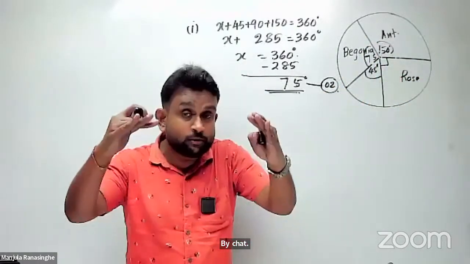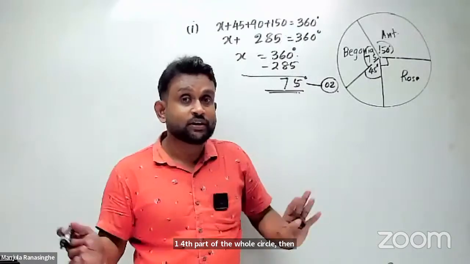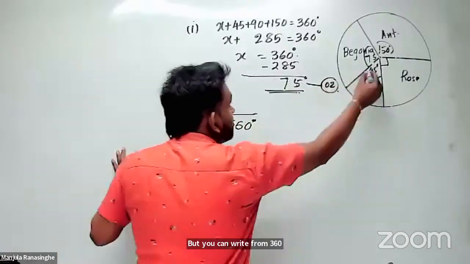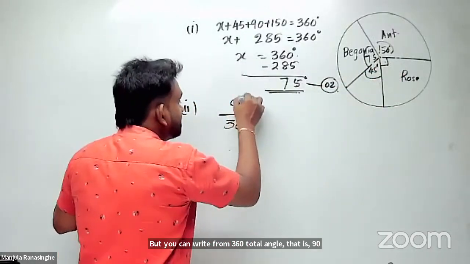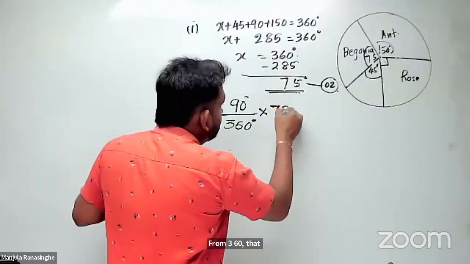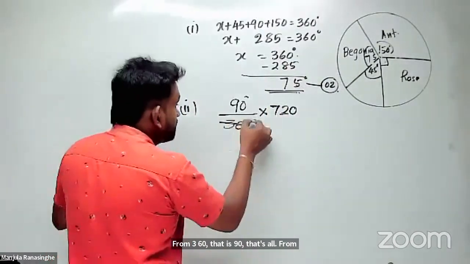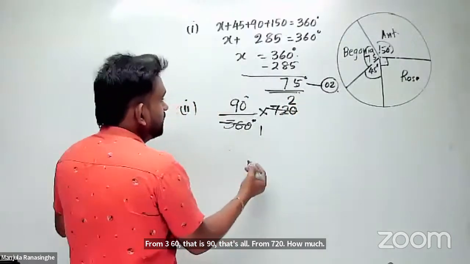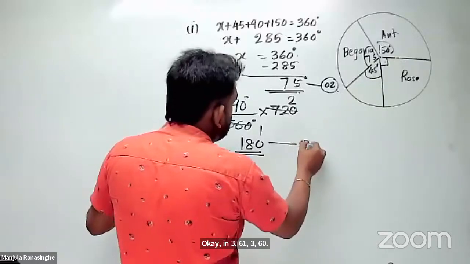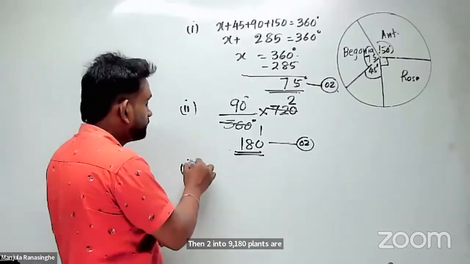That means from the total plants that is 1/4 as well. But you can write from 360 total angle that is 90 degree, from 360 that is 90. If that's so, from 720 how much? 360 ones are 360, twos are 720, then 2 into 90, 180 rose plants are there. For that one you have 2 marks.